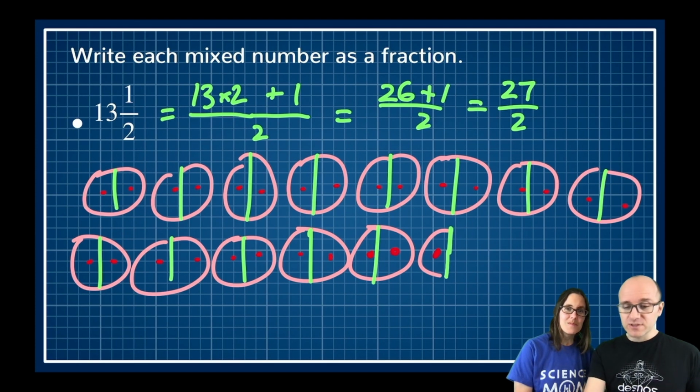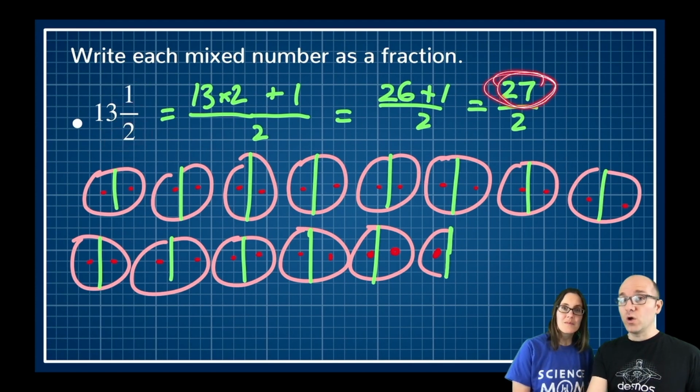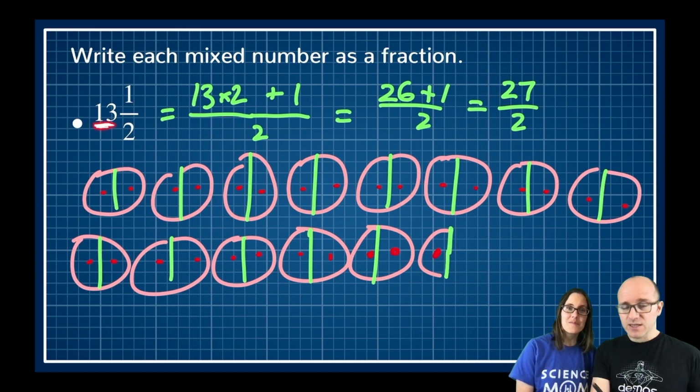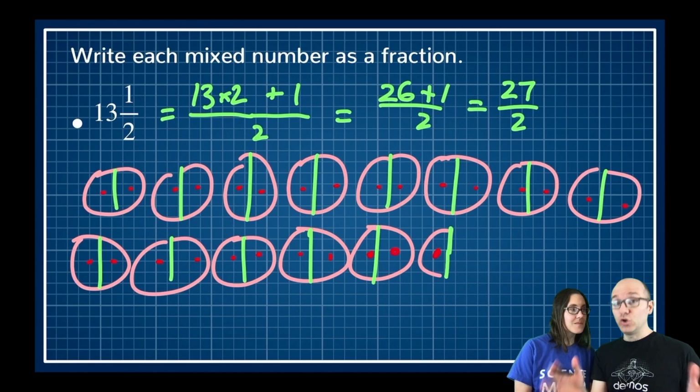So the conversion from a mixed number to a fraction will work this way every time. We multiply the whole number part by the denominator and then add that to the numerator, and that gives us our new numerator. Let me say that one more time. We multiply the whole number part by the denominator, and then we add the numerator. That will give us the new numerator of our fraction.